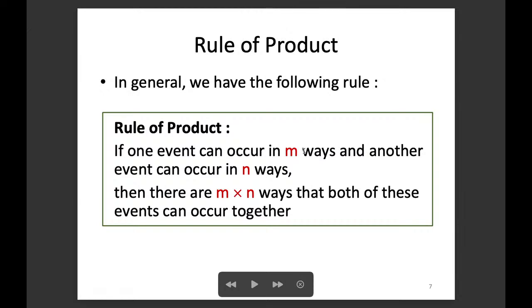This is the case where we can apply the rule of product. If a certain thing that we are trying to count requires us to select the first type and then the second type, and let's say for the first type there are m ways and for the second type there are n ways, then the total number of ways to select the first type and the second type together will be m times n.